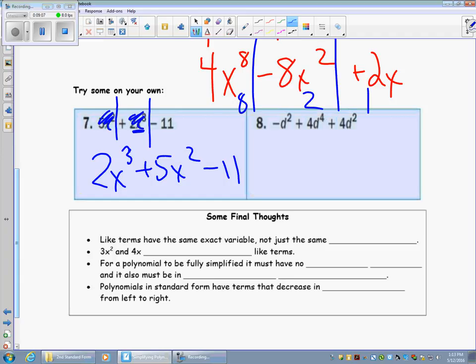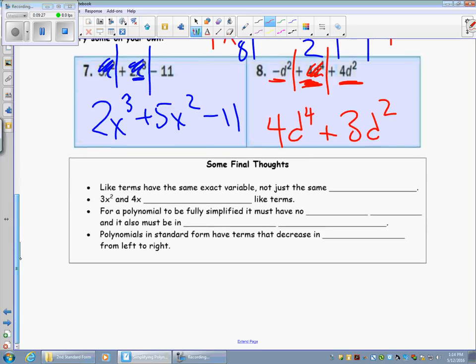Number 8, are there any that I can combine? There are, but is that the biggest one? No, so I'm going to put this one first, 4d to the 4th, because that's my biggest degree. And then if I have negative 1 and positive 4, I have positive 3d squareds. And that's it. Some final thoughts for today.